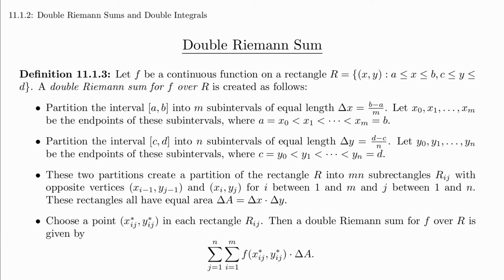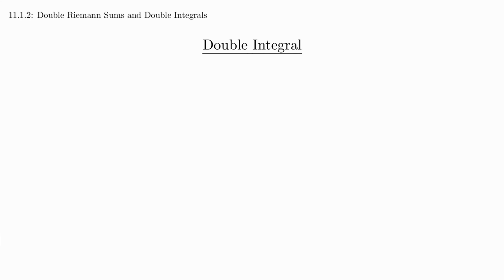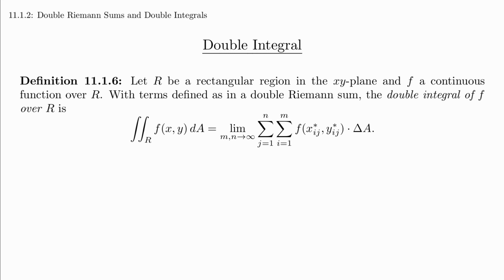Just as with single variable calculus, as the number of pieces in the partitions increases, your approximation gets better and better. The double integral is the limit of the Riemann sums as m and n go to infinity. And that's formalized in the next definition. Definition: let R be a rectangular region in the xy plane, and f a continuous function over R. With terms defined as in the double Riemann sum, the double integral of f over R is the limit of the Riemann sums as both m and n go to infinity.